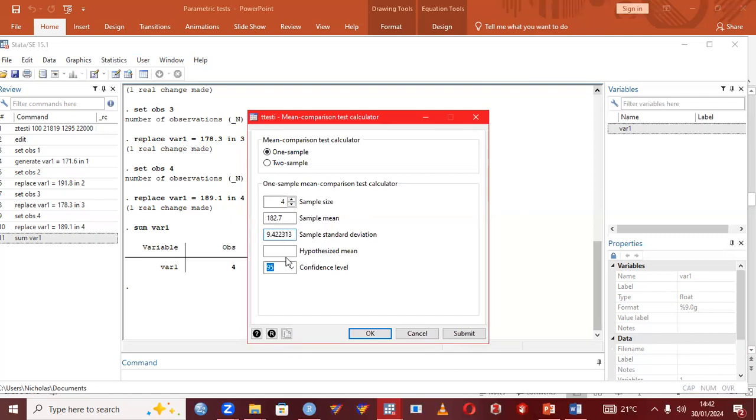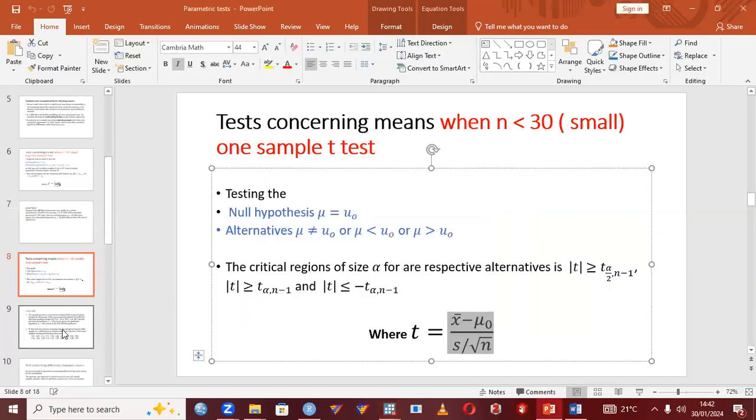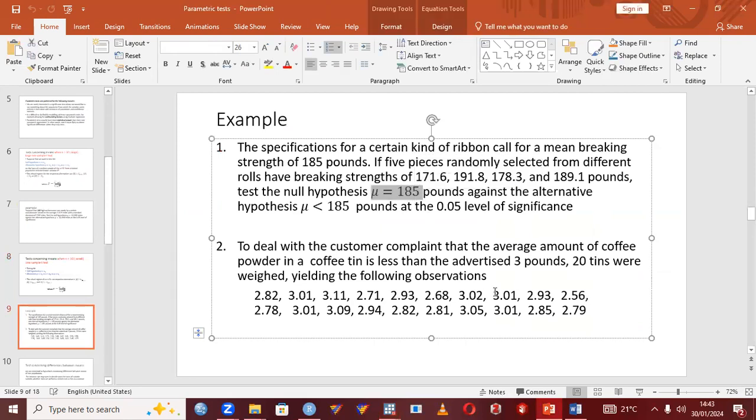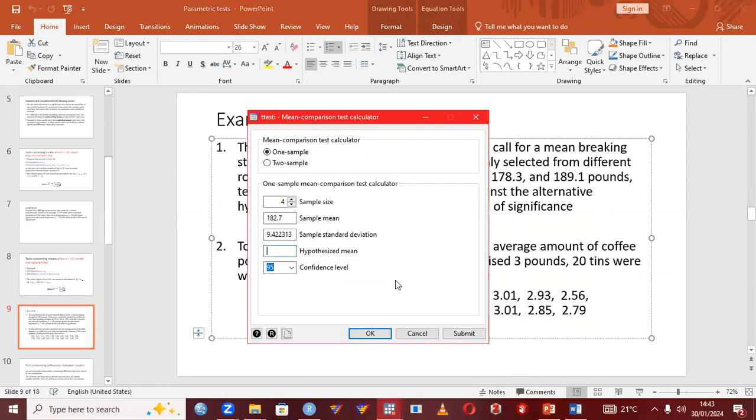9.422.313. And the precise mean from our answers here, what is it? It's 85, our hypothesized mean. And you also look at our level of significance, which is the confidence interval, 95%, which is the same as 0.05. And just say okay.